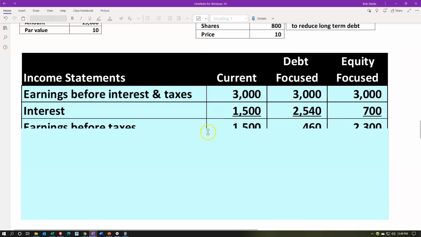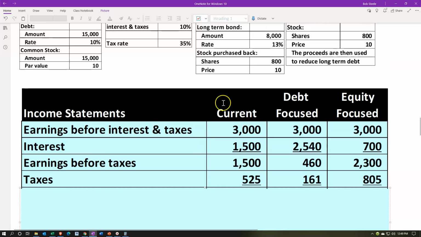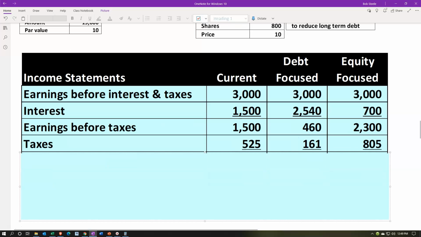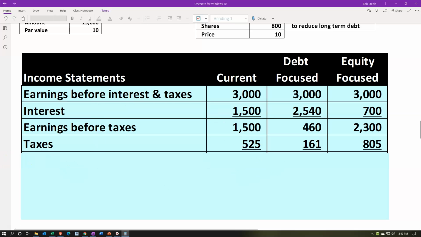If we subtract this out, then we're going to have the earnings before taxes at $1,500. The debt plan is going to be lower, at $460, and the equity plan is the highest because, of course, we took out the money. But notice there's a trade-off, because now we have more stock out there that we're going to have to distribute the earnings over. Then if we calculate the taxes, you'll recall, it was 35%. So we're simply taking that amount, 1,500, times 0.35. That's going to be 525. If we do that all the way across, we of course are paying more taxes on the equity plan than on the debt plan.